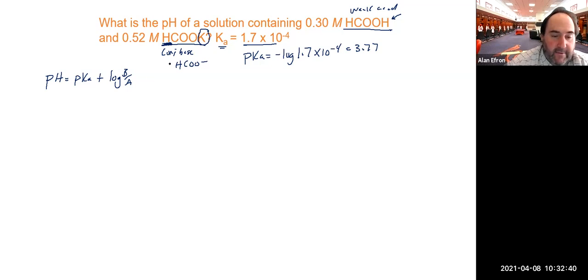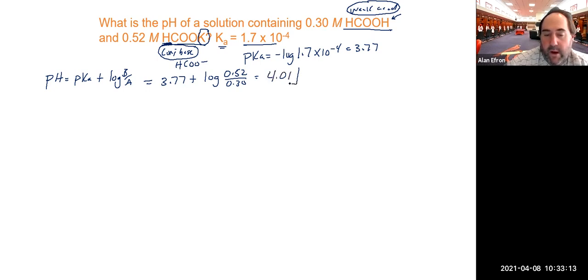Now, that will go into our Henderson-Hasselbalch, which would be 3.77 plus the log. Again, understanding what you are looking at is really important here. So again, the base is going to go up on top, which would be the 0.52. Our acid would go on the bottom. If we do that, 0.52 divided by 0.3, take the log of it, add it to 3.77, looking like we're going to get a pH of 4.01 in this situation. First off, any questions on that calculation there?